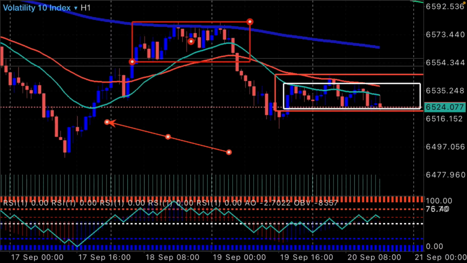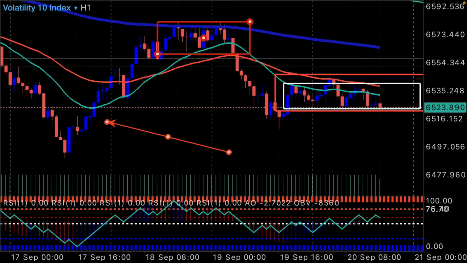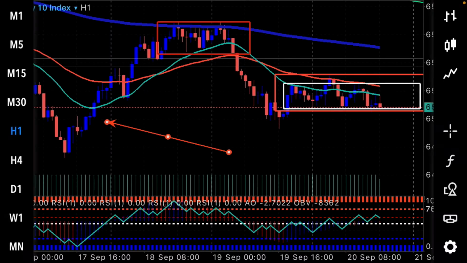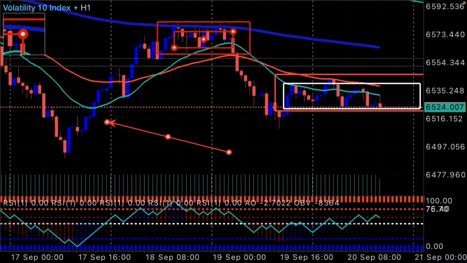So that is it. You can see the consolidation is around here, because this is just a retracement that starts the consolidation. You tap the box, you bring out another one, which is the white one. I'll change the color soon.